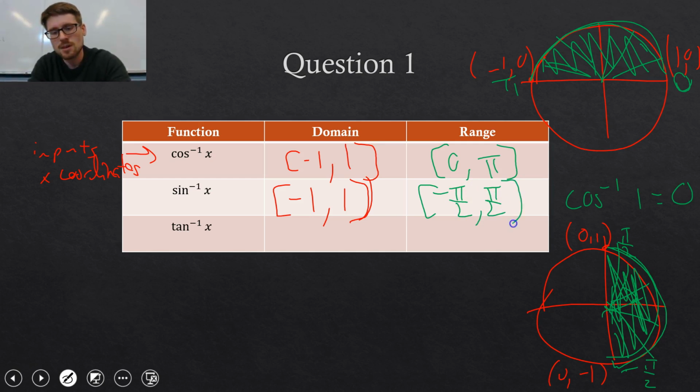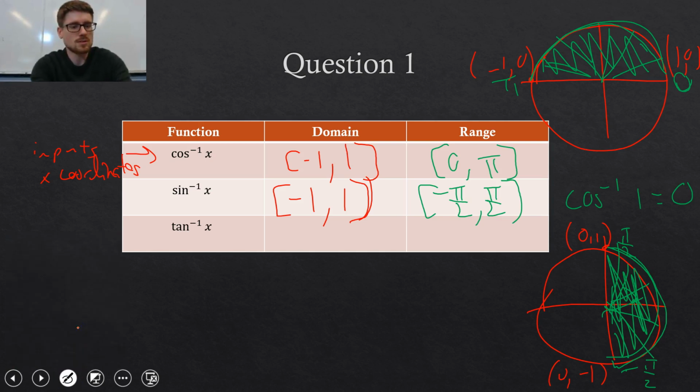All right? And so it's really important to keep track of this range again for sine inverse, because it undoes sine, kind of. You have to keep track of the corresponding y that's in that range of angles, from -pi/2 to pi/2.